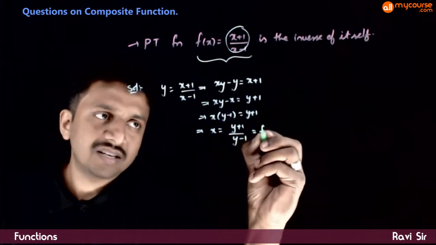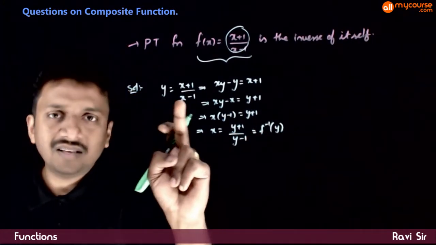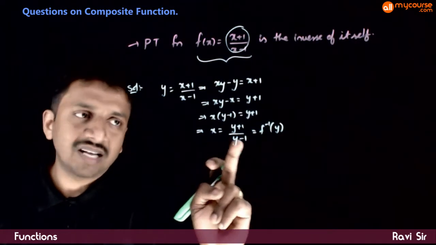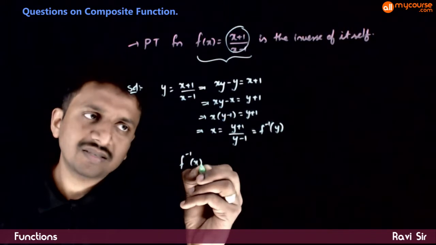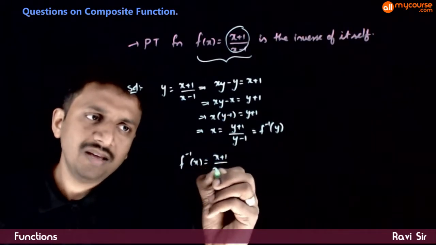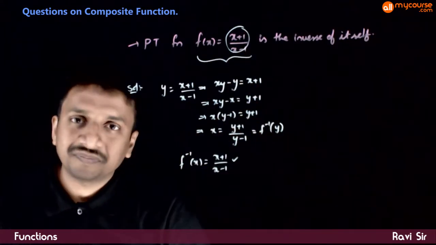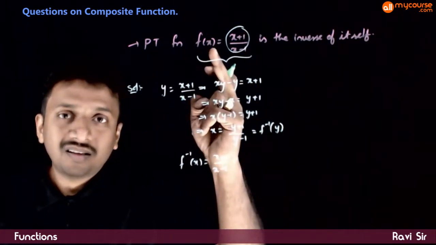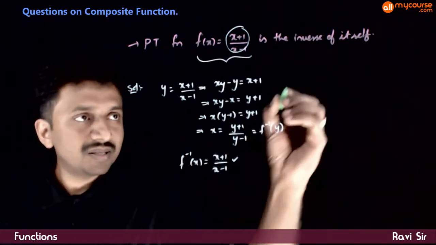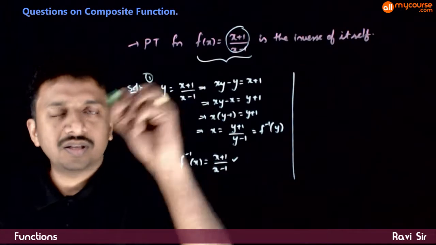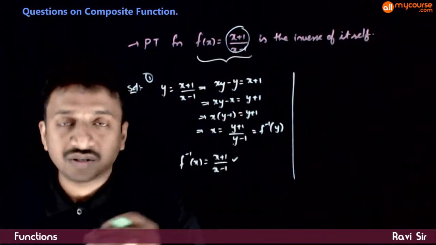So this is nothing but f inverse of y by definition. If y is f of x, then x is nothing but f inverse of y. So what is f inverse of x? It is (x plus 1) by (x minus 1). So you got the exact same function. Hence, the function is the inverse of itself. So this is one way in which you can prove that the function f of x, (x plus 1) by (x minus 1), is the inverse of itself.